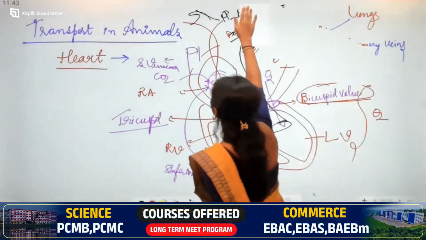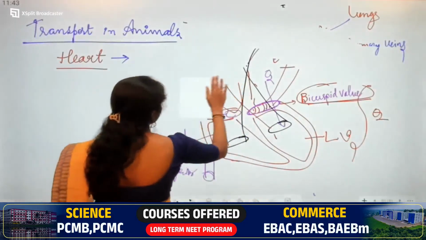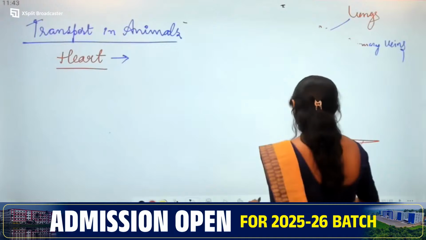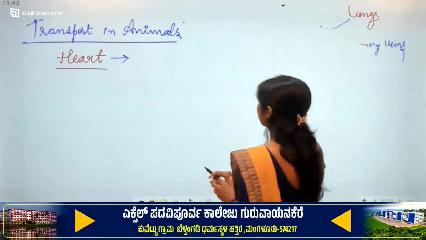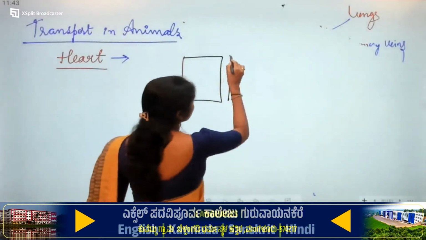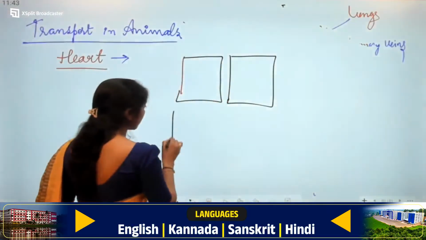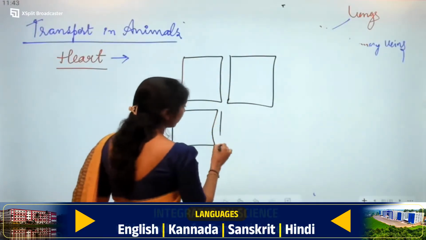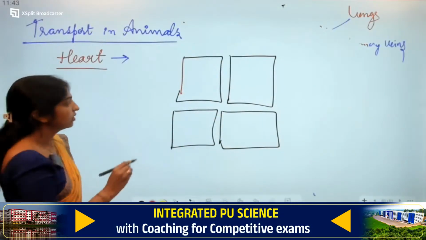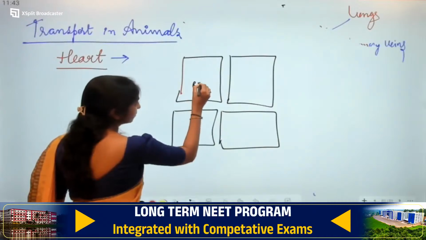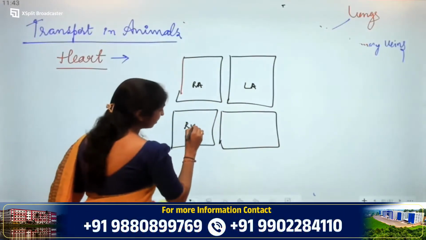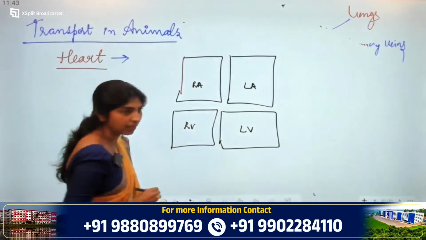If you have not understood, I will explain it in a box diagram. See, this is the 4 chambers. This is just for your understanding. You do not write it in this way in your examination. Clear? This is the right atrium. This is the left atrium. This is the right ventricle. This is the left ventricle. Clear?